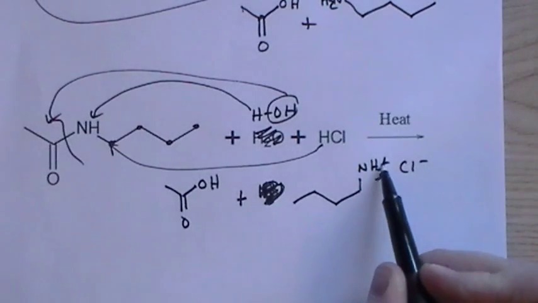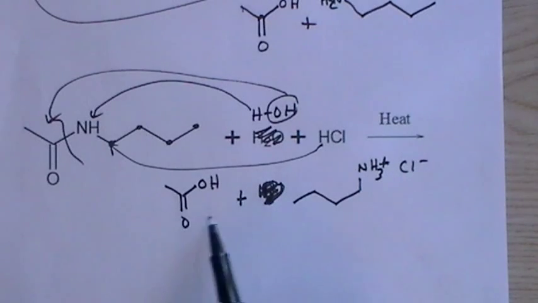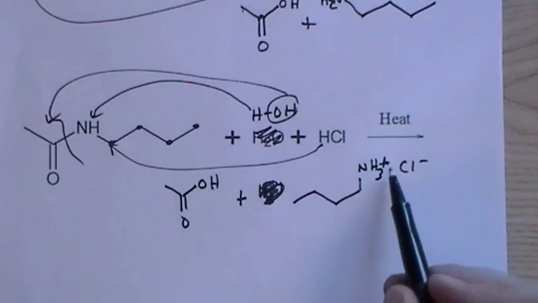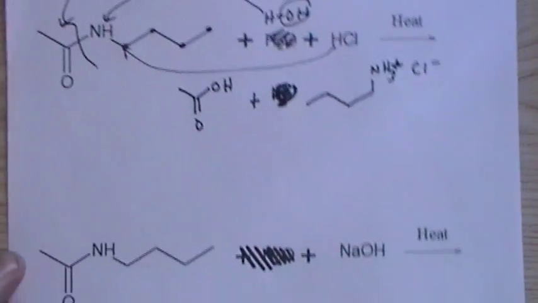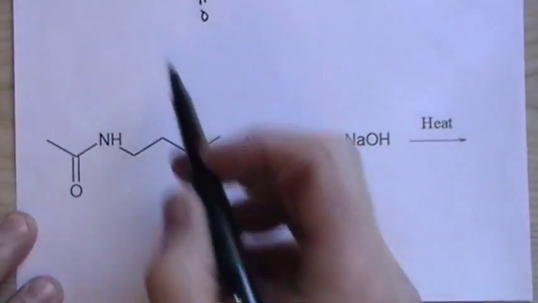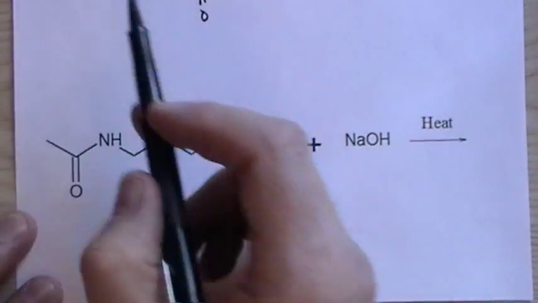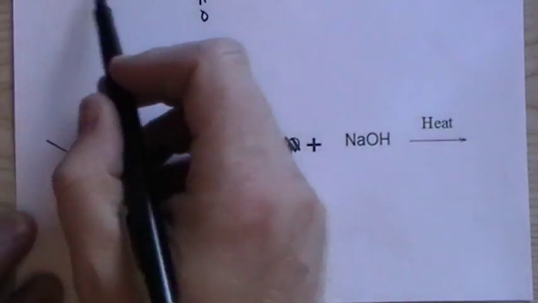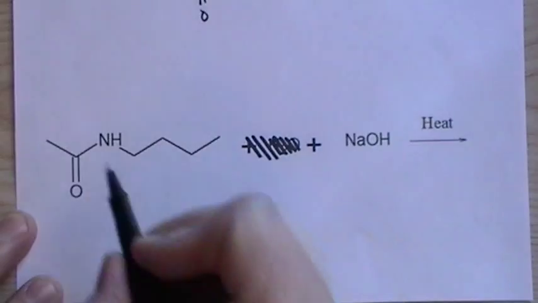And then if we separated out the sample and we wanted to keep going, we could then just take this salt on its own and react it with base to create the original amine. Okay, or the amine that we used to create this amide previously. Okay, so we'll just stop right there. Let's go into the next one here.